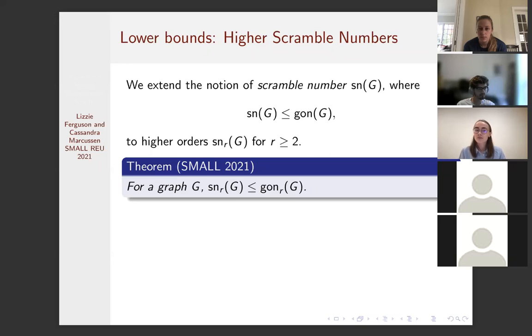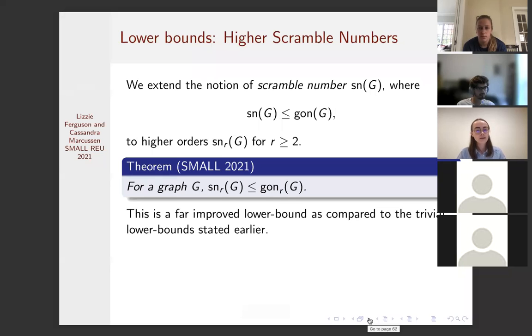And what we did is we extended this to higher order scramble numbers. For those familiar with scramble numbers, we created a 2-hitting set component within scramble number instead of just using the 1-hitting set that existed for scramble number. But for those not familiar with scramble number, the takeaway is we've developed a lower bound that is much better than what existed for first Gonality and could be extended to higher Gonalities. This lower bound won't depend on lower Gonalities as well, and as I stated, it's a far improved lower bound to the trivial ones from before.